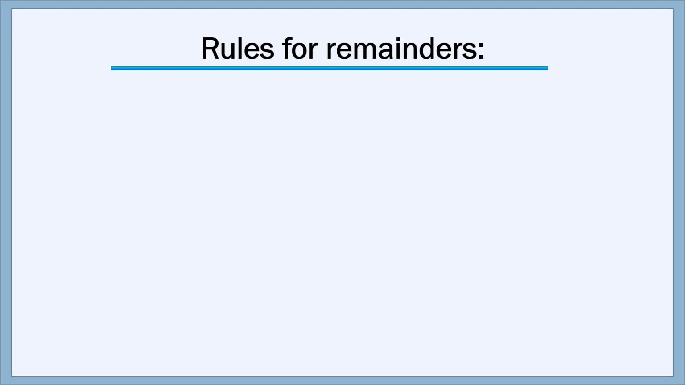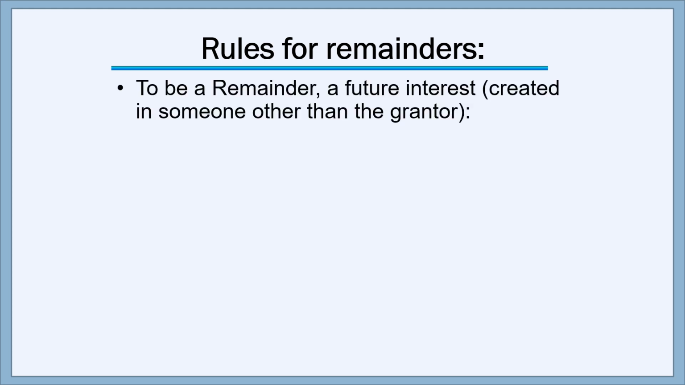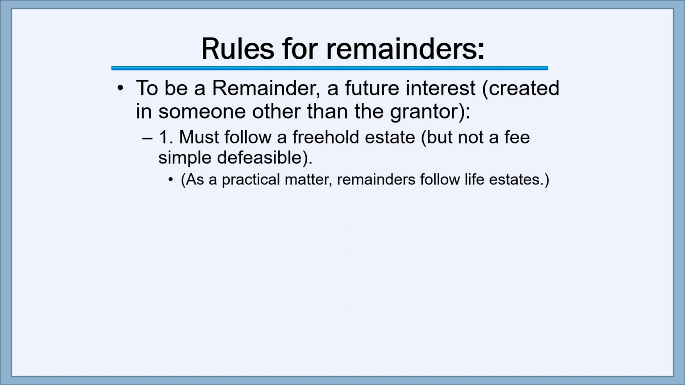So what are the rules for remainders? Well, to be a remainder, a future interest that is created in someone other than the grantor has to satisfy these 4 rules. First, it's got to follow a freehold estate, but not a fee simple defeasible estate. As a practical matter, what that boils down to is that remainders virtually always follow life estates. Theoretically, it's possible for a remainder to follow a fee tail estate, but fee tails have been done away with or turned into fee simple in nearly all states today. So as a practical matter, remainders follow life estates.